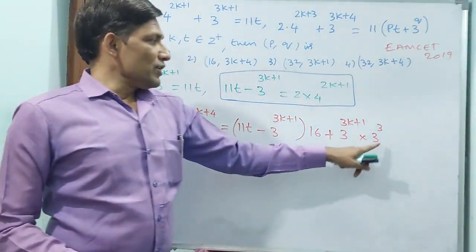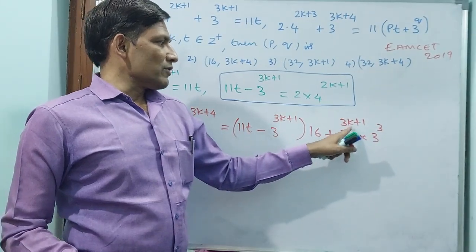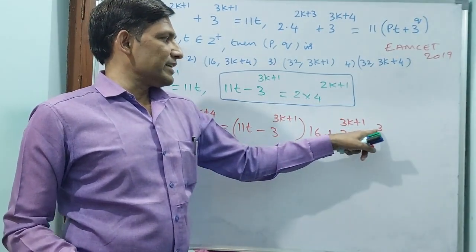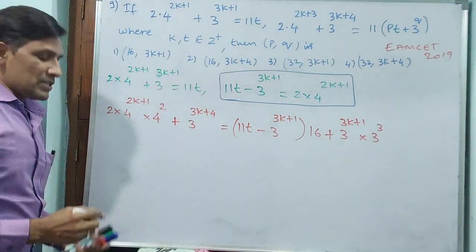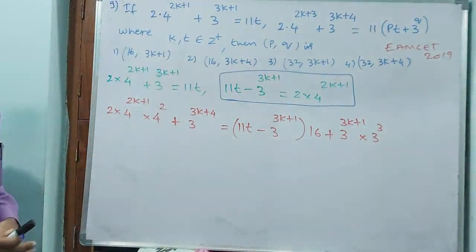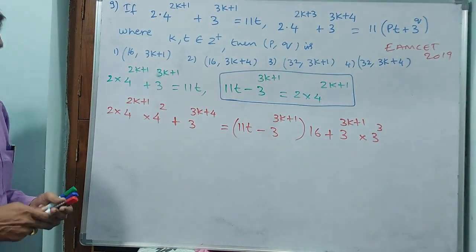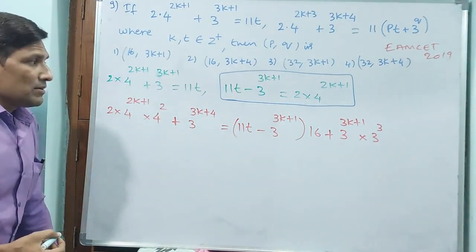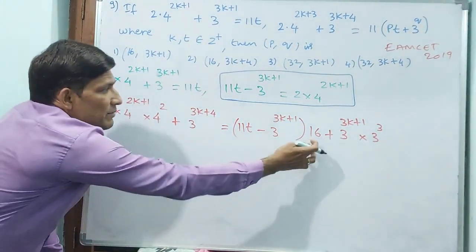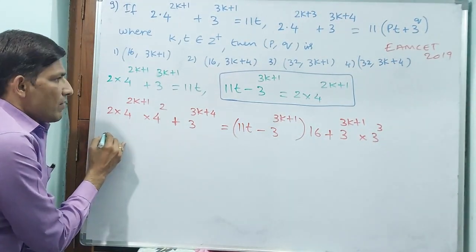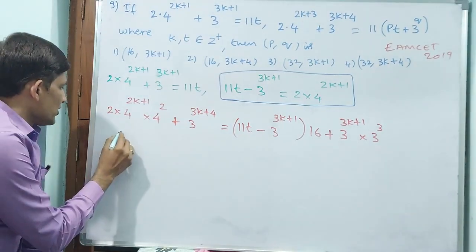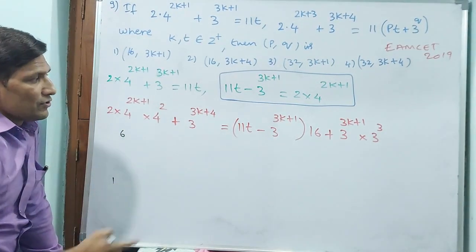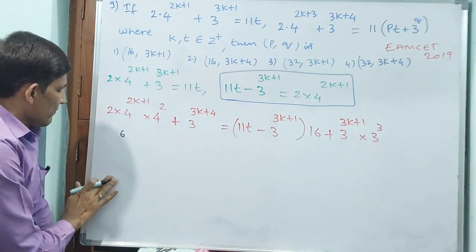Yes. Why? Because 3 power 3k plus 1, if you add, the bases are same, so 3 plus 3k plus 1, 3k plus 4 will come. This also you convert into 27. Now let me send 16 inside. 16 ones are 16, 16 times 11 is 176.